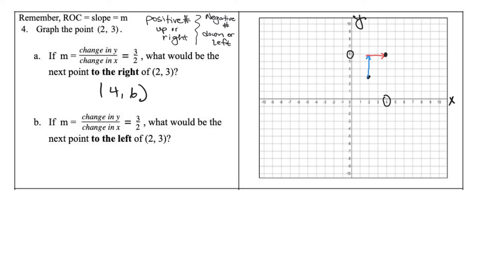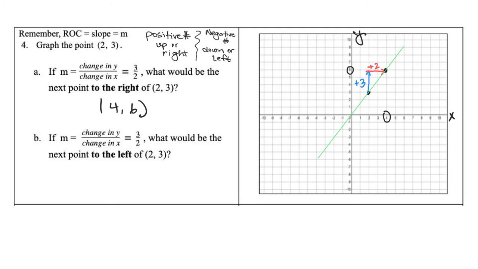Now, assuming the same rate of change of 3 over 2, what would be the next point to the left of 2, 3? If we want to go to the left from that original point right here, it's got to fall somewhere on this line. In fact, it can be helpful to draw in the line so you can see that better. So if I draw in that line right now, you do the same. Connect those 2 points and let's see what happens here.